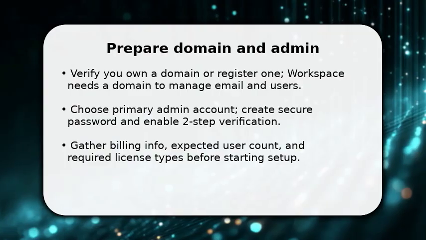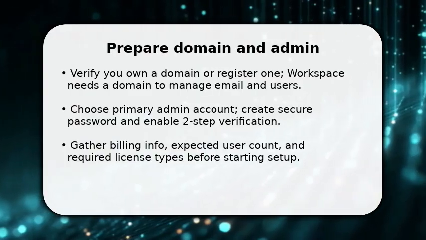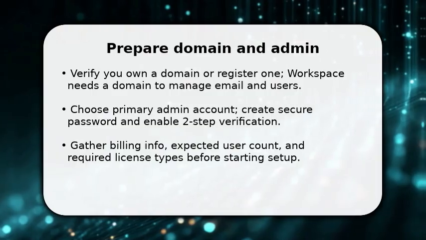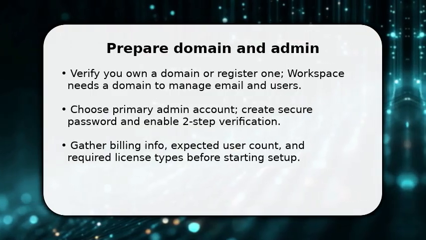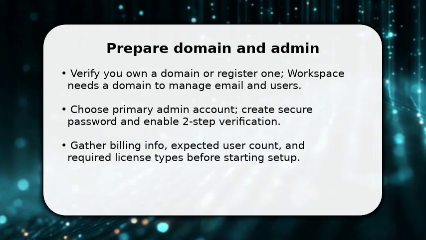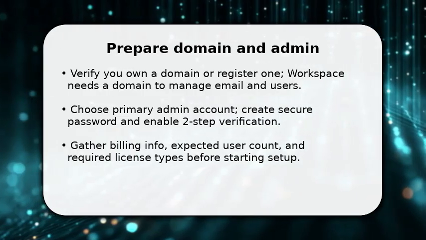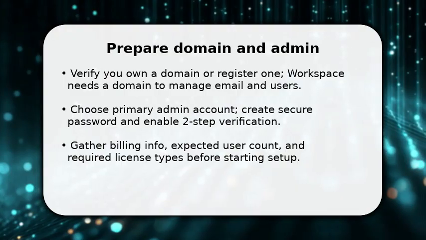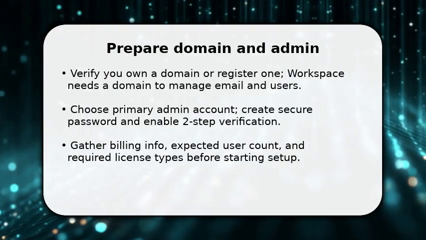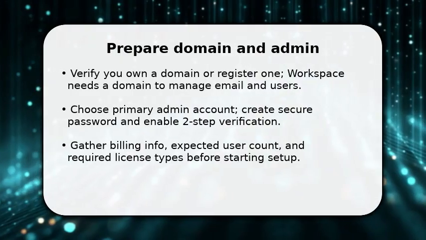You start by confirming your domain ownership and creating the primary admin account so you can control users and settings. Once done, set a strong password and enable two-step verification to protect the admin console. Make sure billing details are ready and estimate how many licenses you'll need. This avoids mid-setup interruptions. Now sign into the Google Workspace sign-up flow as the admin and enter the domain.